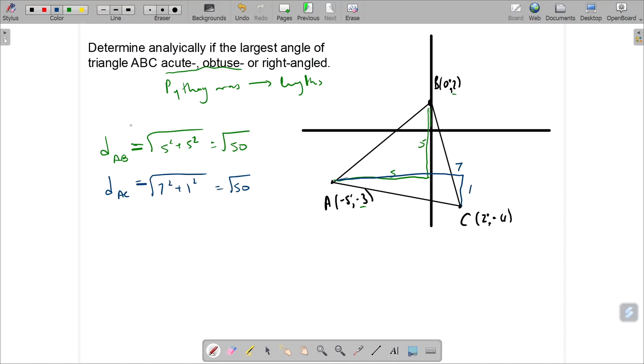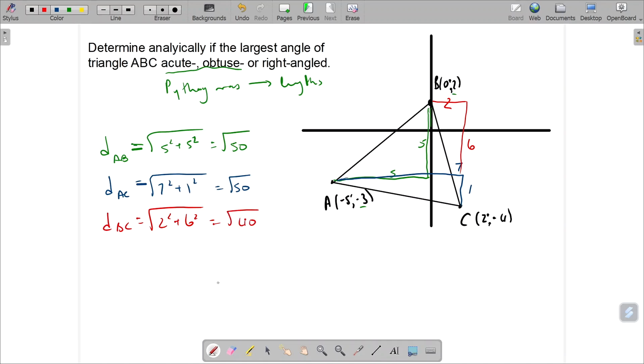Oh, that's interesting. If these two lengths are the same, that does seem to imply that this triangle is isosceles. We will hold our breath. There's a small chance that it might be equilateral. So let's see what happens. From B to C, let's draw in our right-angled triangle. We're going from 0 across to 2, so the change in x is 2. We're going from 2 down to -4, so the change in y is 6. So the length of BC is equal to 2 squared plus 6 squared, which is the square root of 40.